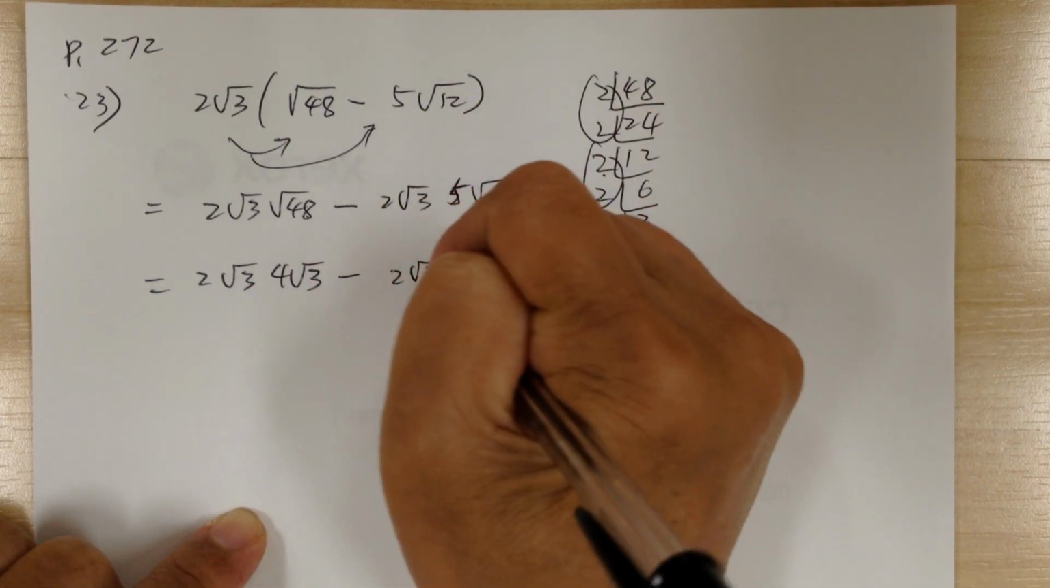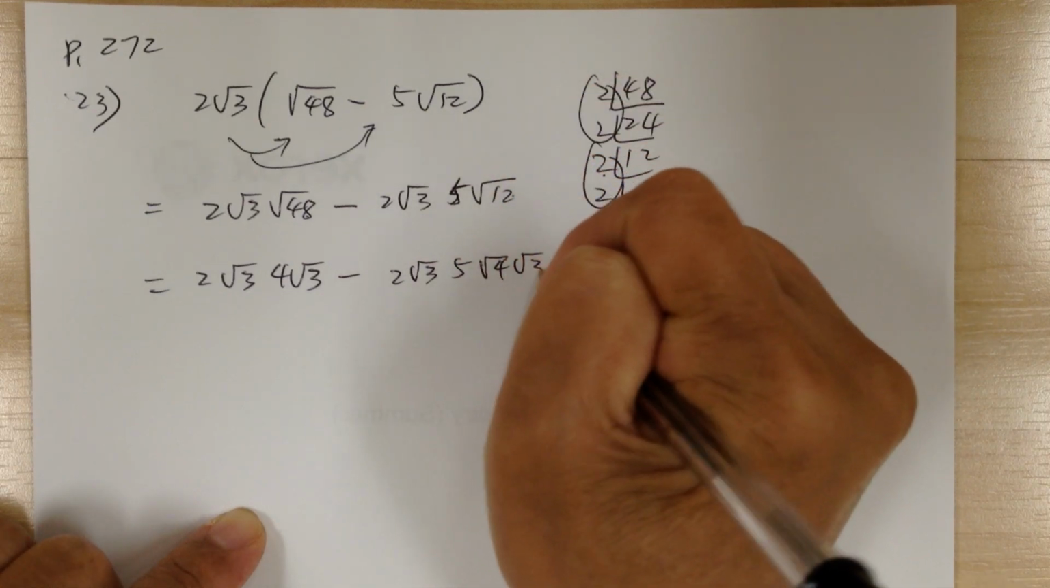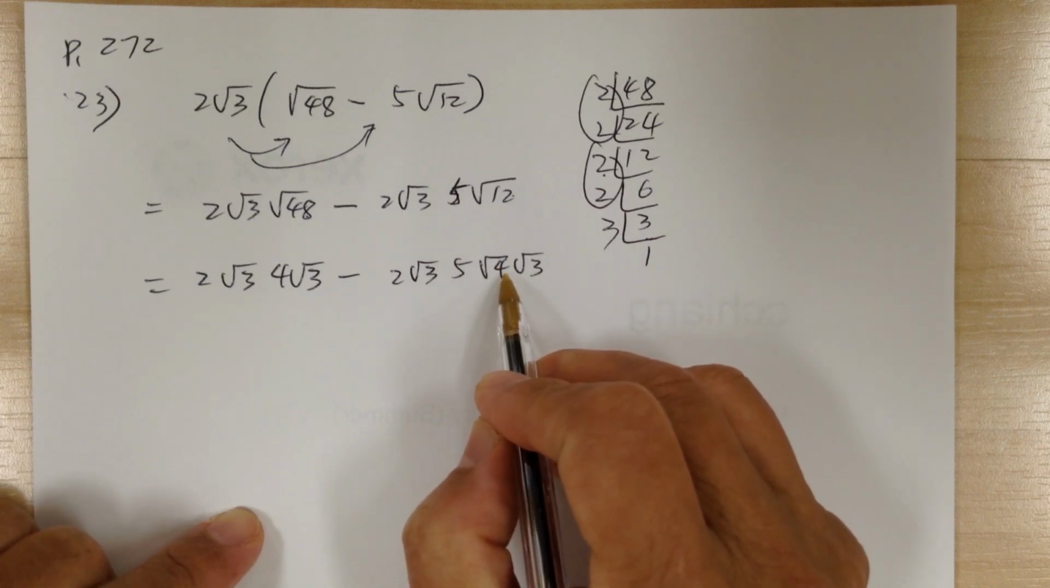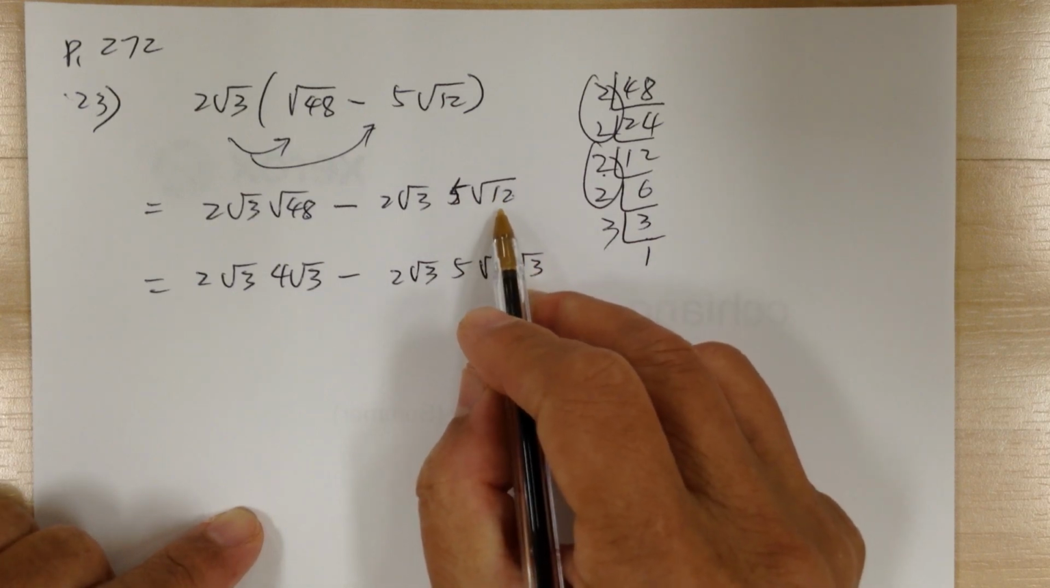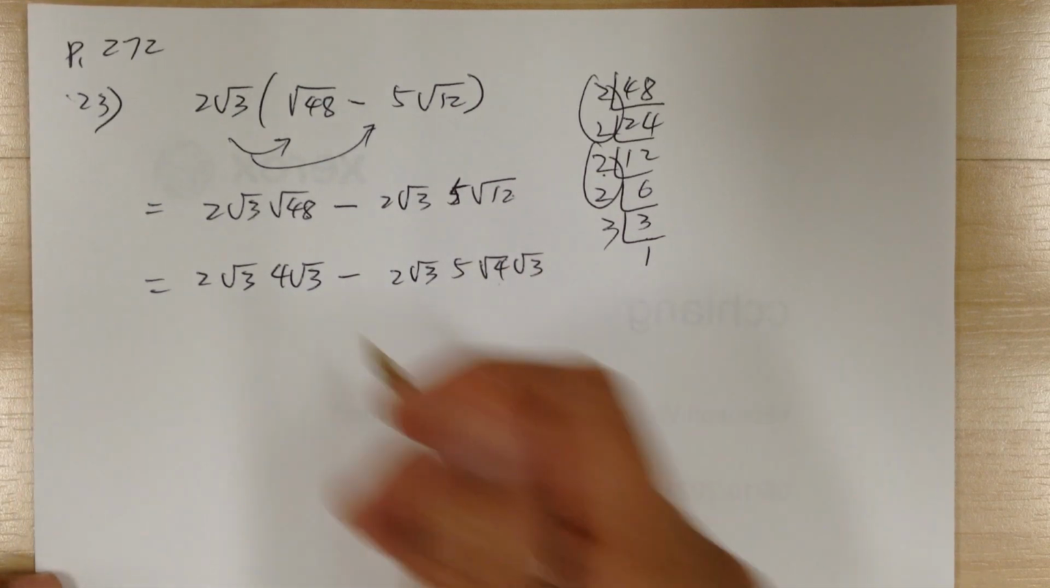So you've got 2 square root of 3, 5. Now 12, I can break into 4 and 3. And you always want to take out the perfect square. You don't want to do 2 and 6 because you're going to get stuck. Always take out the perfect squares. Okay, so now I'm going to gather this together.